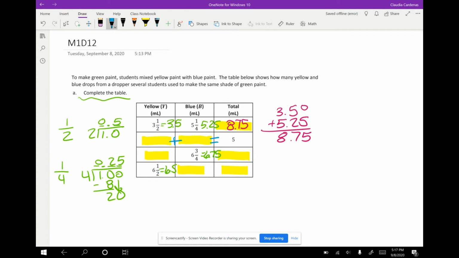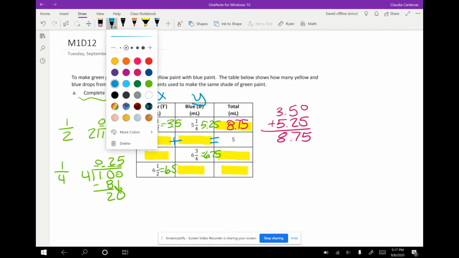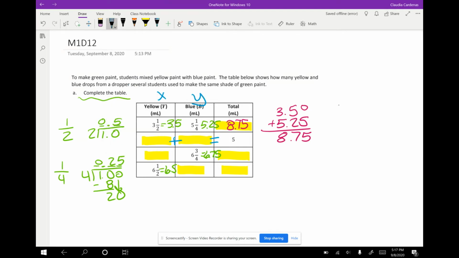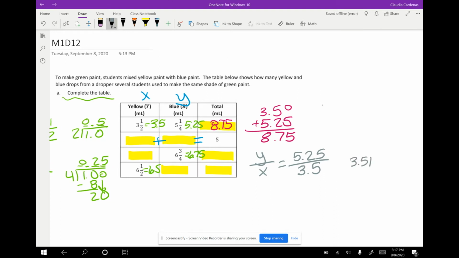Well, they've already given me 3.5 and 5.25. So I can set that up as my ratio, remembering that this is X and this is Y. In order to find the ratio, I know that I divide Y over X. So 5.25 over 3.5. In order to find that unit rate, or to see how much we're going to compare the yellow and the blue paint, we use division. So 3.5 going into 5.25, we got a lot of decimal review in this lesson. So if we were stuck today, we're going to refresh our memory.